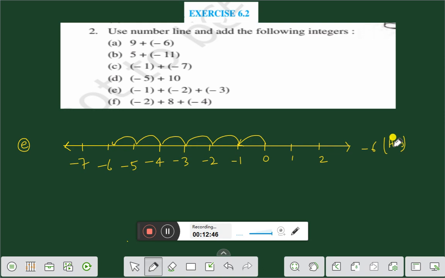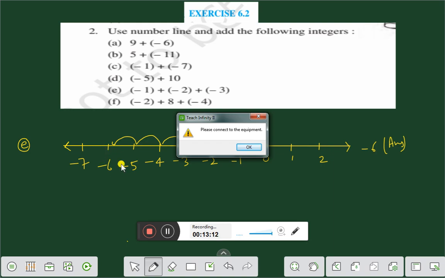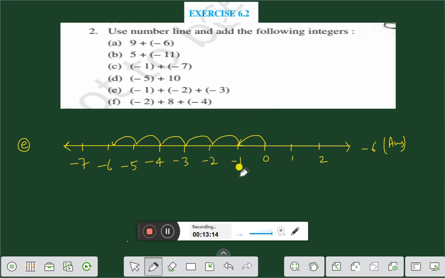Again, we are repeating the same. Question number E. First, that is minus 1. Minus means you have to go on the left side. 0 to minus 1 means 1 place. And then again minus 2, on the left side, 2 places, 1, 2. Then from here we have to go 3 places on the left side, 1, 2, 3. The answer is minus 6. This is the solution of question number E.